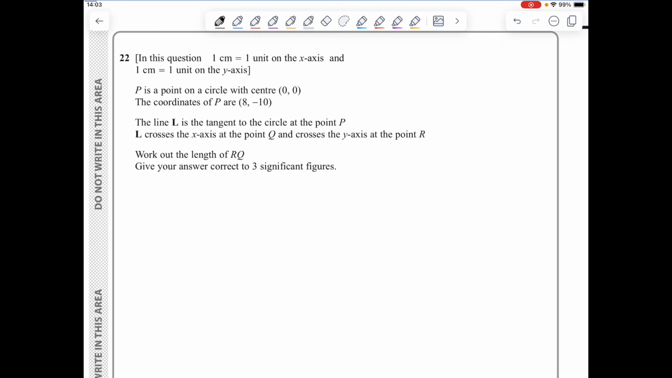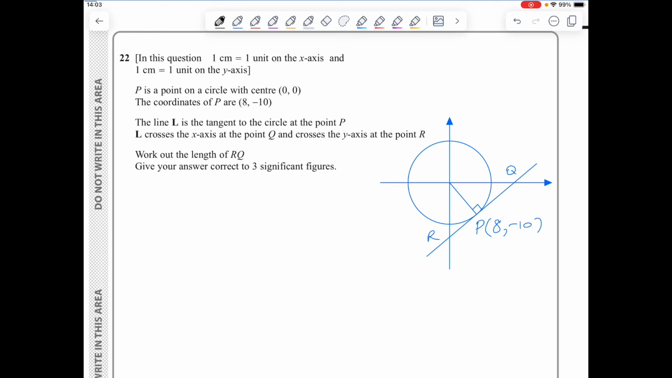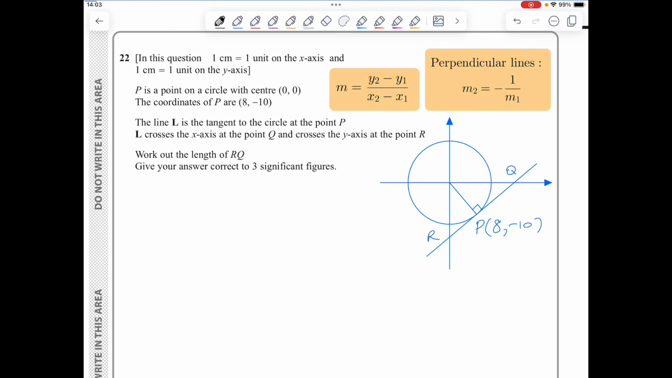For question 22, I'll start by drawing a rough sketch, and then I'll proceed to find the equation of that blue line. I'll need the following two rules. So the gradient of the line OP is equal to minus 10 minus 0 over 8 minus 0, which gives me minus 4 over 5. Using the second rule, the perpendicular lines rule, the gradient of line L is just the negative reciprocal, so the minus becomes a plus, and I flip my fraction to get 4 over 5.